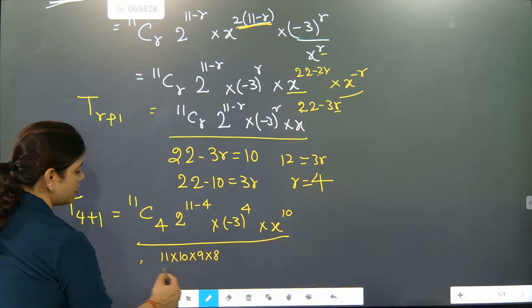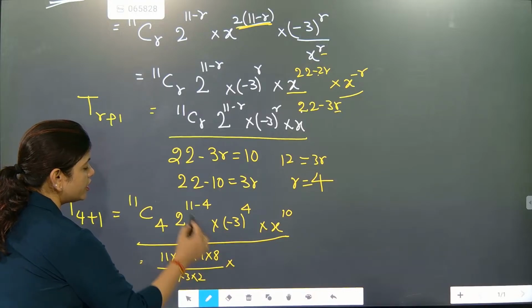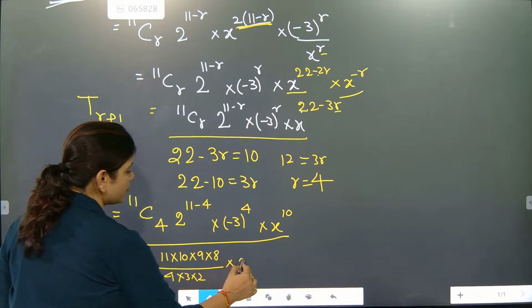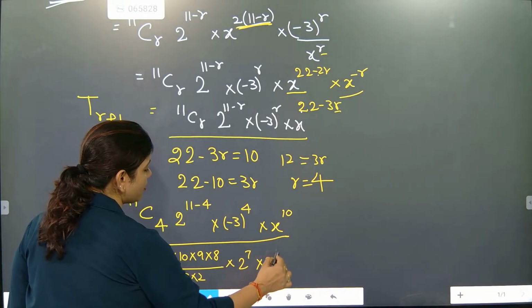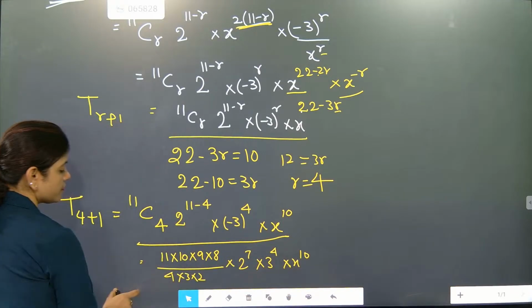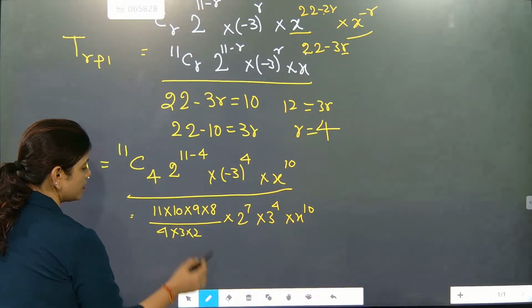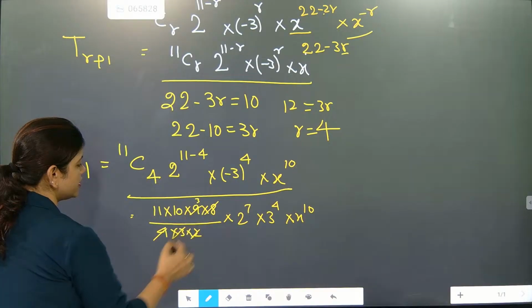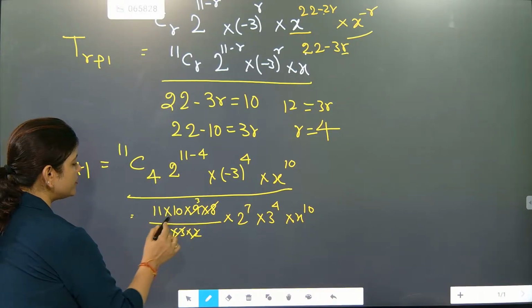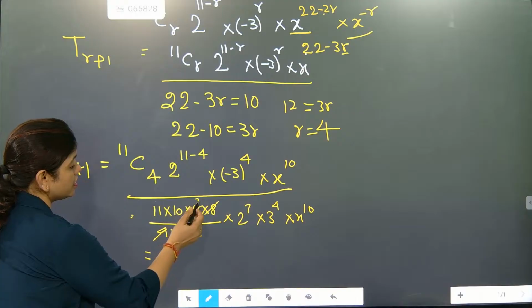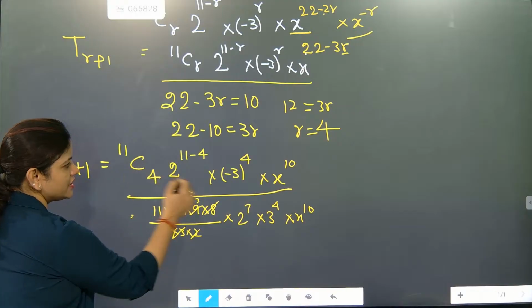Here 11 into 10 into 9 into 8 over 4 factorial, 4 into 3 into 2. Here 2 to the power, how much is coming? 11 minus 4, so 2 to the power 7, and 3 to the power 4, and x to the power 10. Here 4 and 8 cancel, and here it is coming as 3. So how much is it coming? 330. How much expansion will you do? You check here. Many times they will keep it like this only.